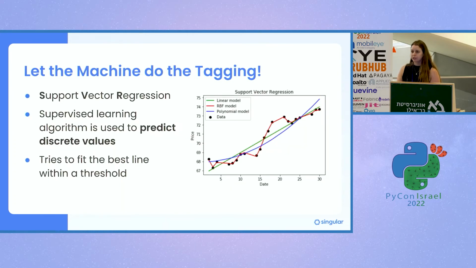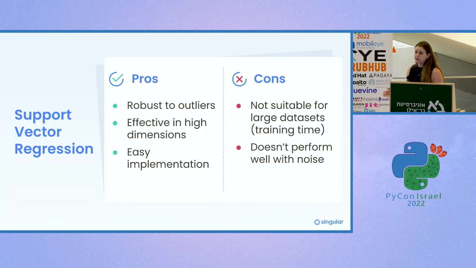Well, we decided to use machine learning. So we tried out different types of models, trained them, and saw which one gave us the best results. This was a fairly simple model, the SVR, support vector regression. This is a supervised learning algorithm used to predict discrete values. And what it does is try to find a hyperplane in an n-dimensional space which fits the maximum number of data points. The advantage of this algorithm is that it's robust to outliers, it works well in high dimension, and it's fairly easy to implement.